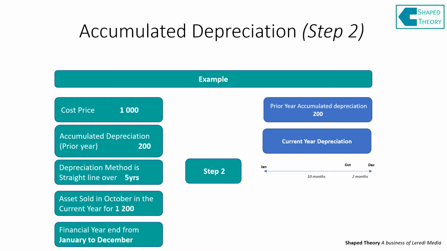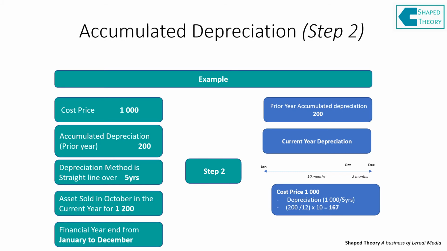Now, the asset was sold at the end of October, which is 10 months from the beginning of the financial period. Therefore, in essence, we can say the asset was only utilized for a period of 10 months. This means that the depreciation for the current period should be for 10 months only. Let's look at how we make sure that the depreciation for the current period is for 10 months only.